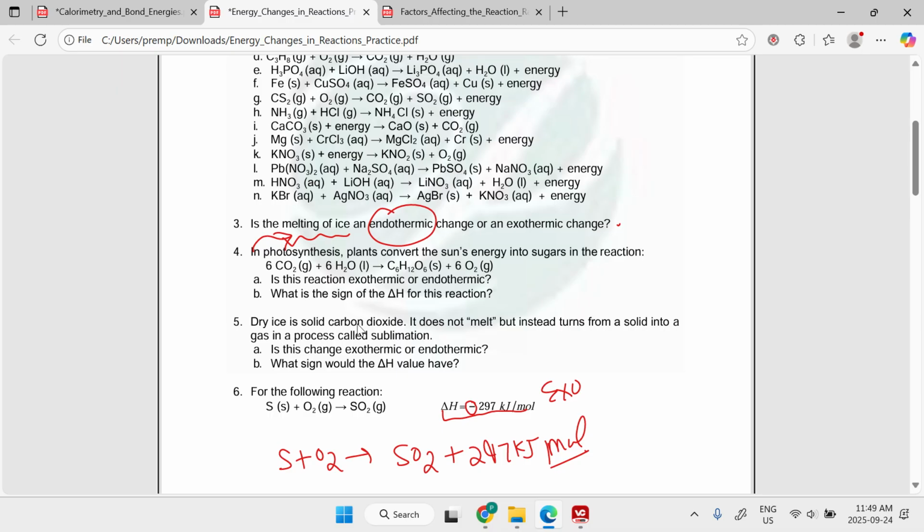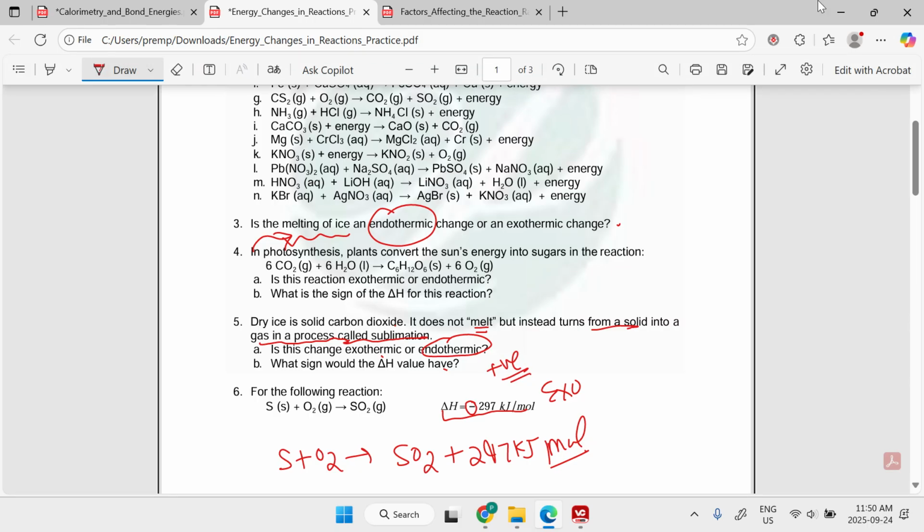Like say dry ice is solid carbon dioxide. It does not melt but instead turns from a solid into a gas in a process called sublimation. Is this change exothermic or endothermic? What sign would the delta H value have? So dry ice is solid carbon dioxide. It does not melt, but instead it goes from solid into gas. The gaseous state normally has higher energy, so this should be an example of endothermic, and delta H should be positive. So look into this kind of question more.